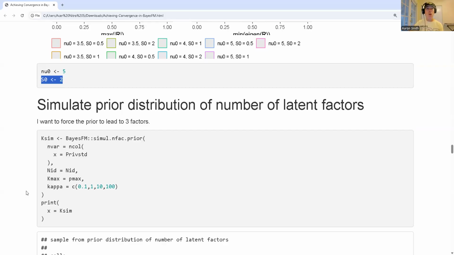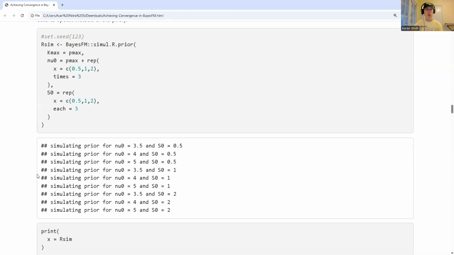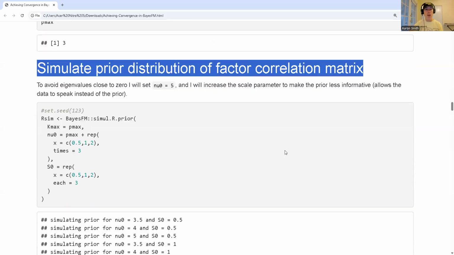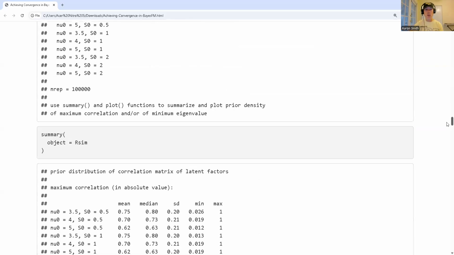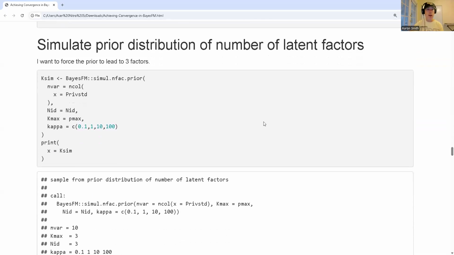Okay, so now I've figured out the correlation matrix prior parameters. So this step is done. Now let's take a look at the kappa for the number of factors. Okay, so we're going to go through.